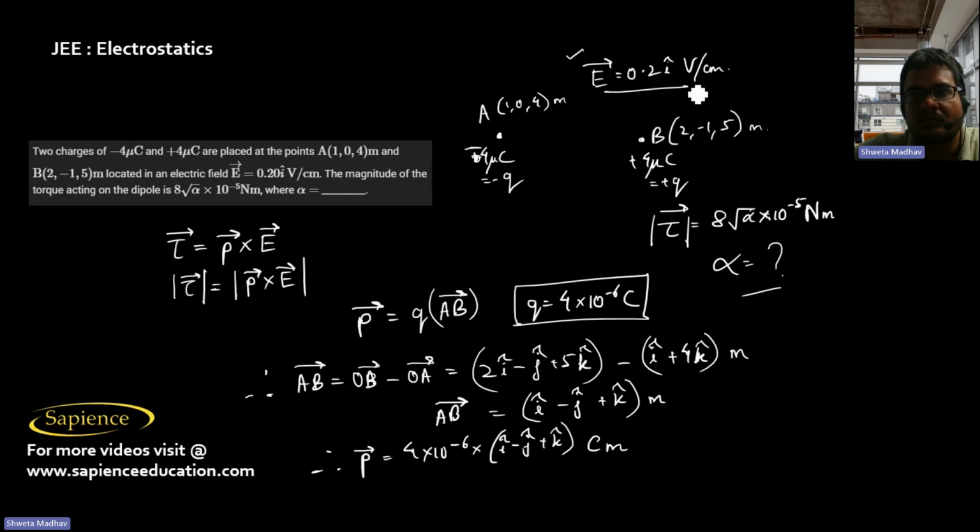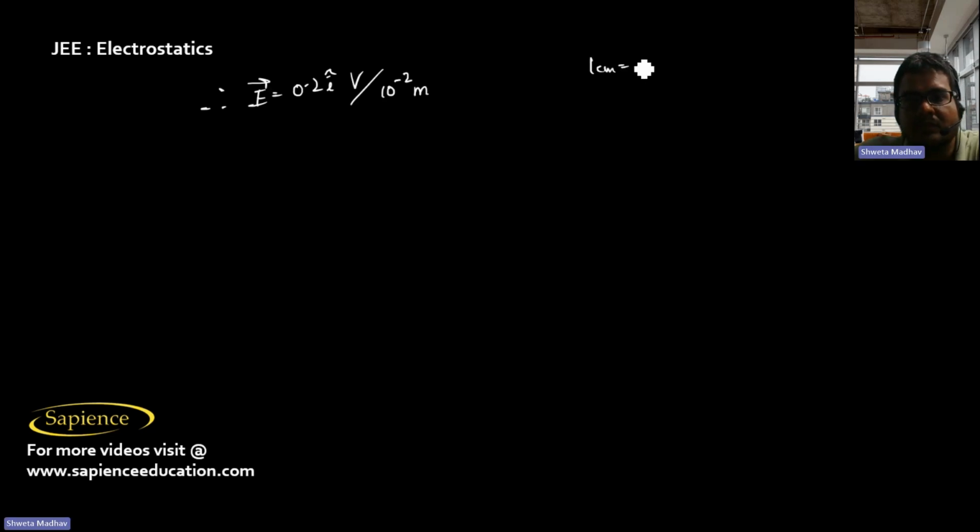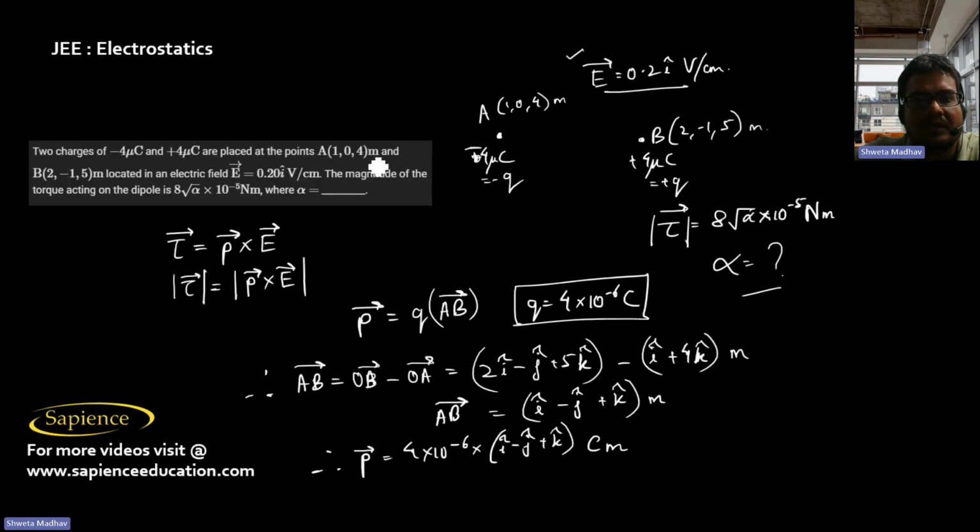Then the electric field is 0.2 i cap volt per centimeter. 1 centimeter is 10 power minus 2 meter. So 0.2 means 2 into 10 power minus 1, into 10 power 2 volt per meter i cap. So this will be 20 volt per meter i cap. This is the electric field in the SI unit.